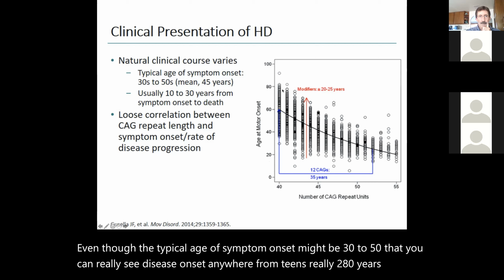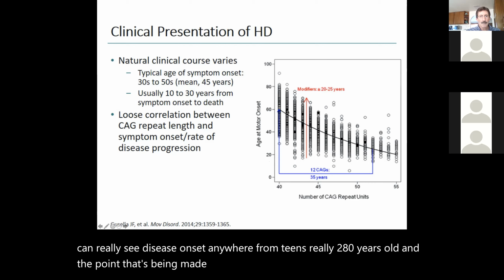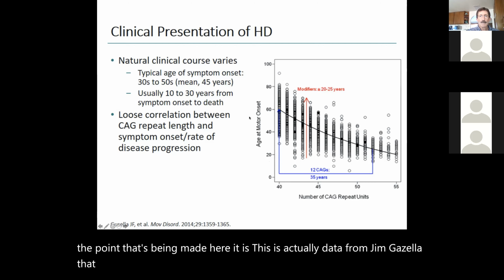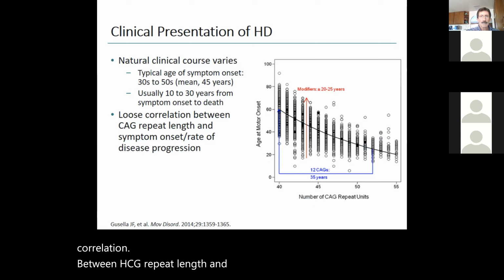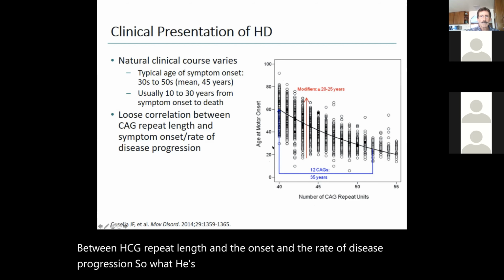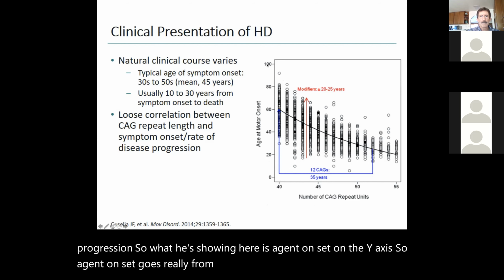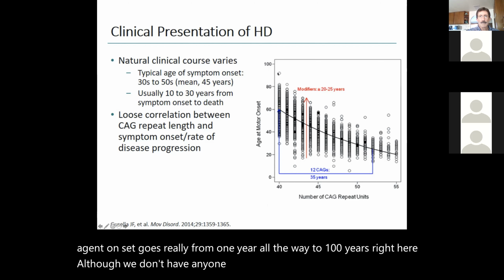And the point that's being made here is this is actually data from Jim Gusella that was published in 2014, is that there's actually a loose correlation between CAG repeat length and the onset and the rate of disease progression. So what he's showing here is age at onset on the y-axis. So age at onset goes really from 1 year all the way to 100 years right here, although we don't have anyone that's that high. We see someone in their 90s.